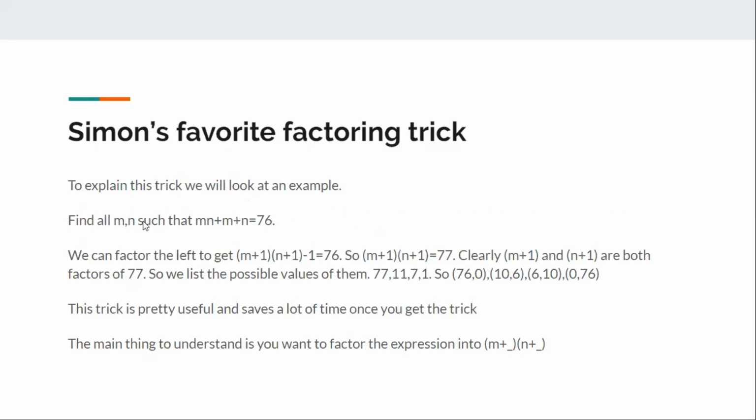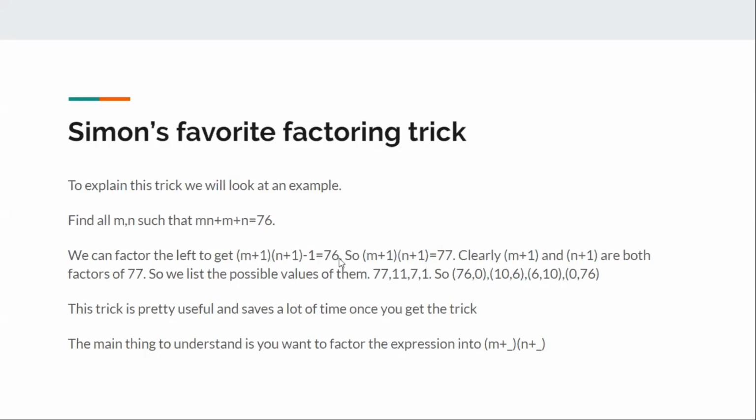So find all m, n such that mn plus m plus n is equal to 76. So what you do is you factor this into m plus 1 times n plus 1. You notice that by the distributive property, this is mn plus m plus n plus 1. And since there's no plus 1 here, you can simply add 1 to both sides, and you're going to get m plus 1 times n plus 1 is equal to 77.